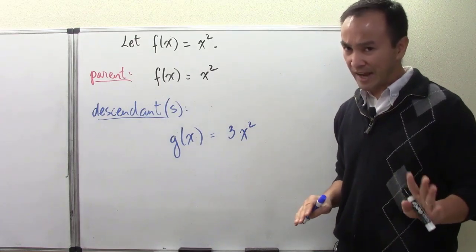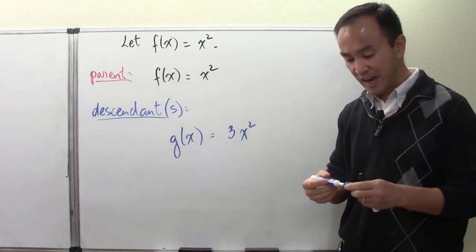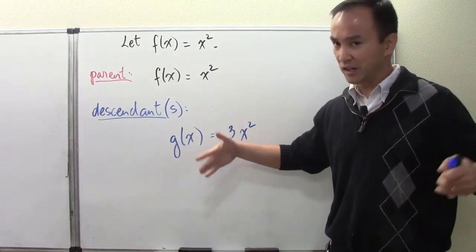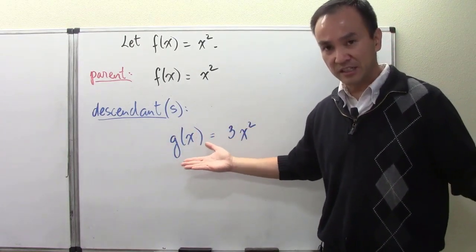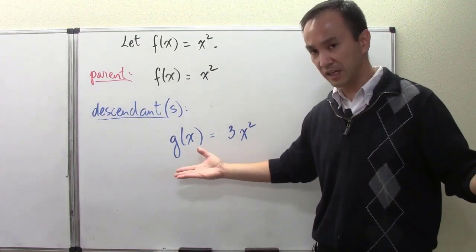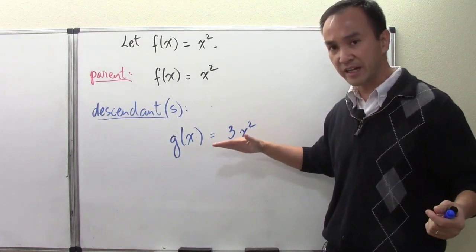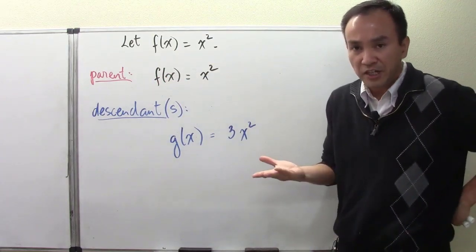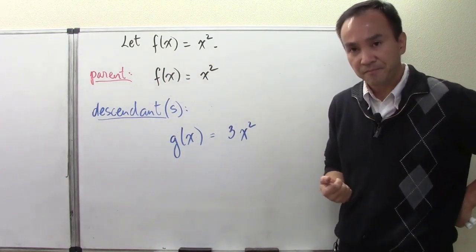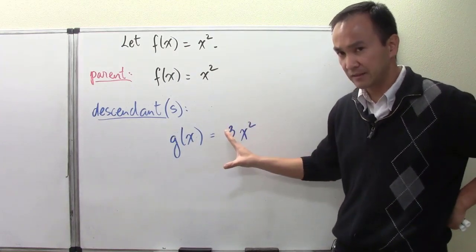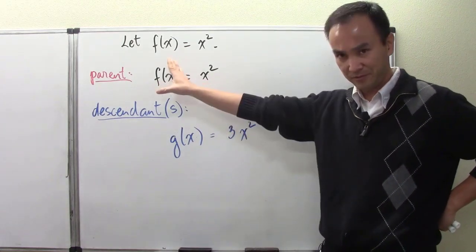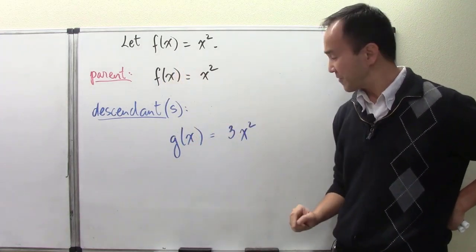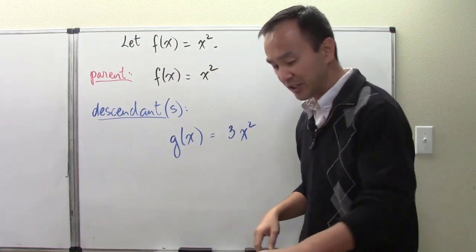So again, just like how I explained back when we were still looking at the vertical shifts, g of x, being a descendant function, is already a completely different function from the parent function. Okay? Any child is different from their parents. But in the end, there is some relationship between the descendant function we're looking at here and the parent function.